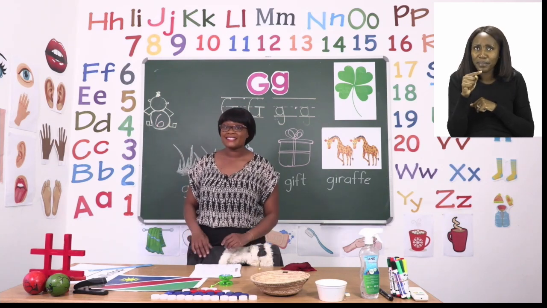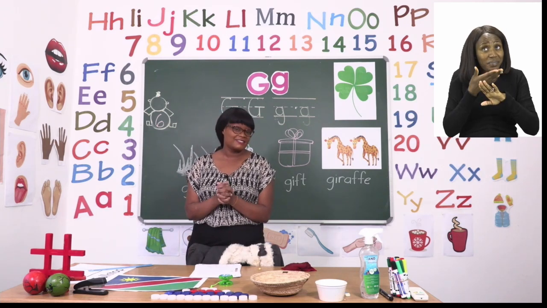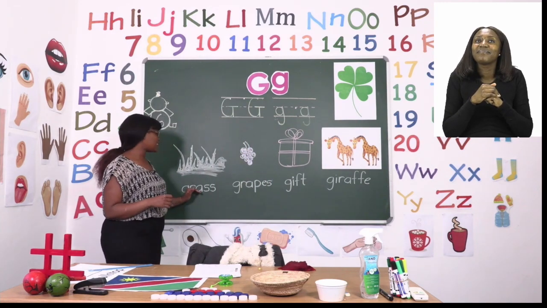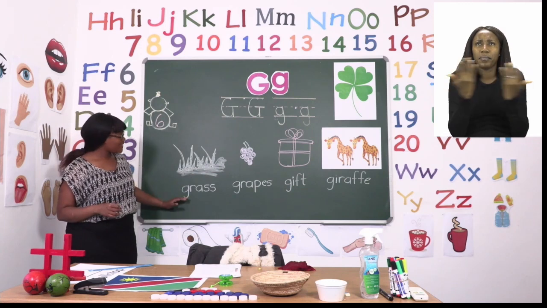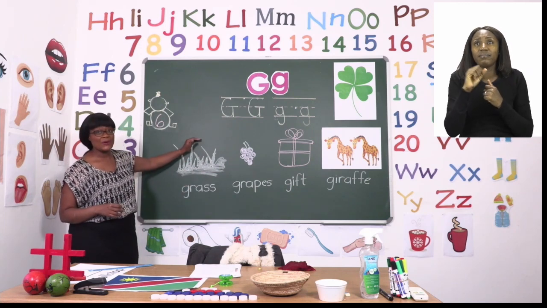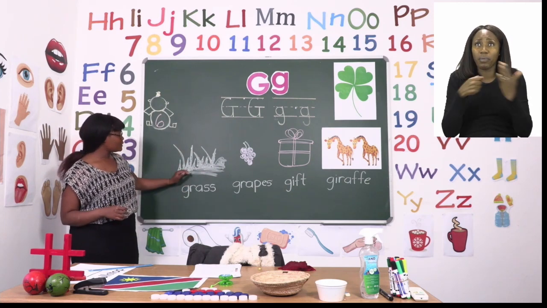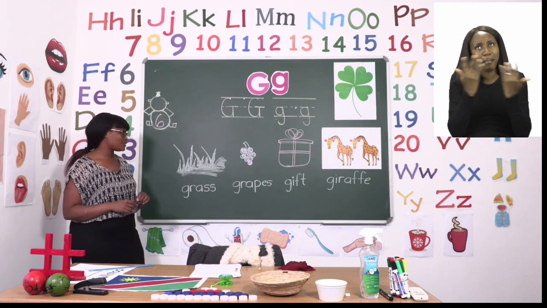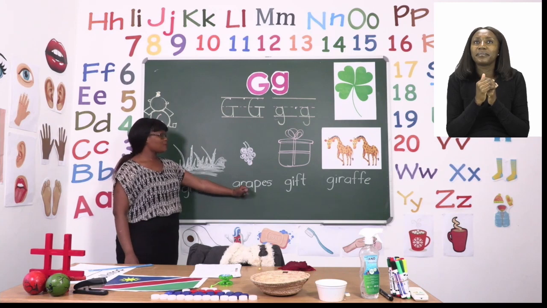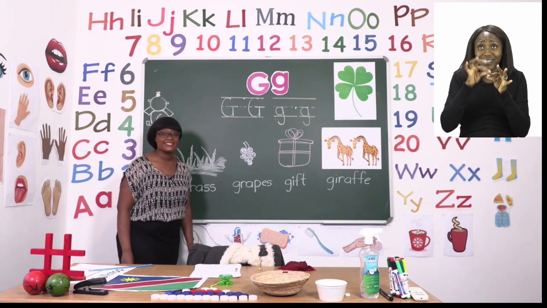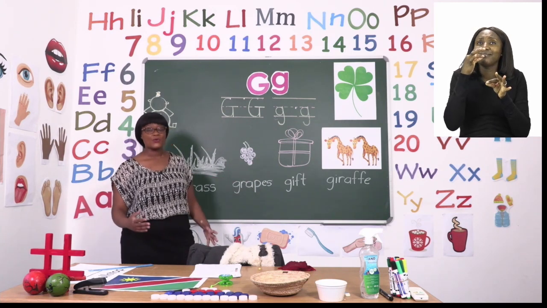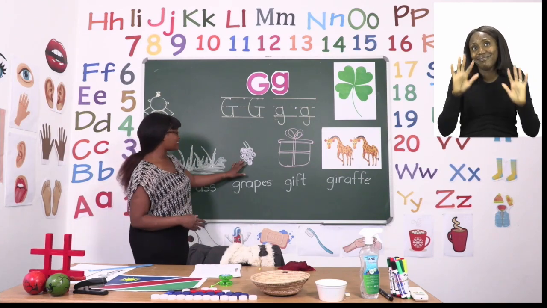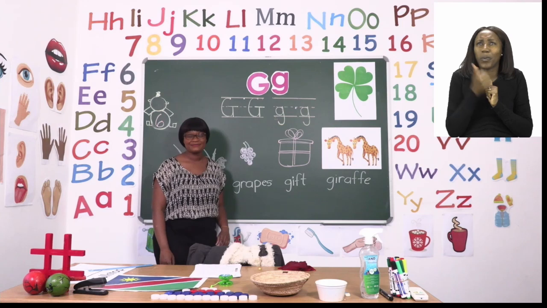I have a few things that have G in them and we are going to take a look at them together. Now the first thing you can see is grass. The grass is growing and the color of the grass is green. Good job. Then we have some grapes. Grapes can be red grapes or green grapes. And these ones look delicious.